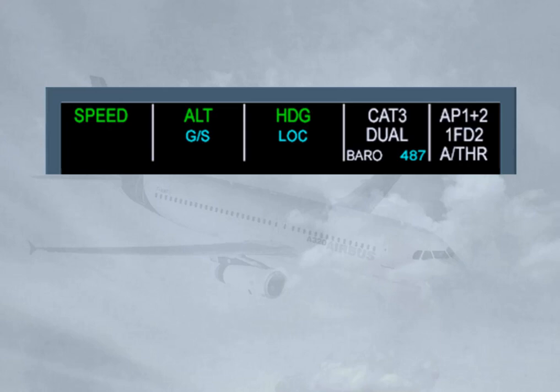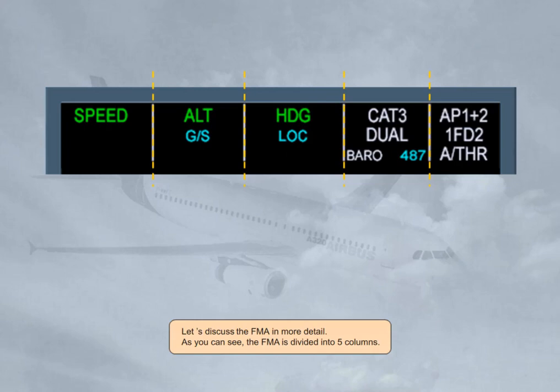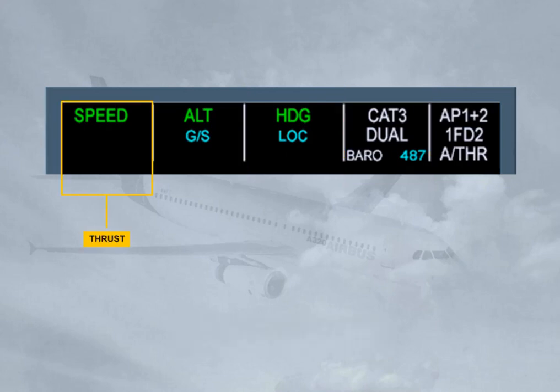Let's discuss the FMA in more detail. As you can see, the FMA is divided into 5 columns. The first column is dedicated to thrust. This is where the auto-thrust modes appear. The second one displays the vertical modes of the autopilot and flight directors. The third one, the lateral modes of the autopilot and flight directors.